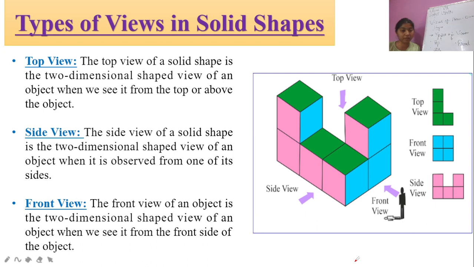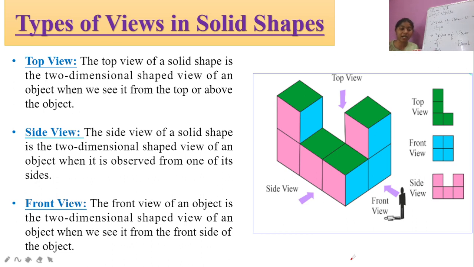First, if we talk about the top view, the top view of a solid shape is a two-dimensional view of an object when we see it from the top or above. See, I have this cube. If I see it from the top, I can see this white color pattern on top. So this is my top view.